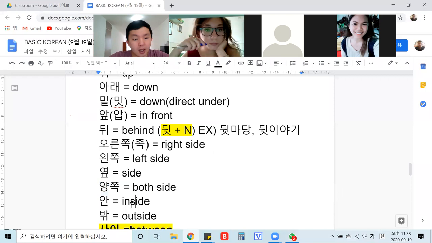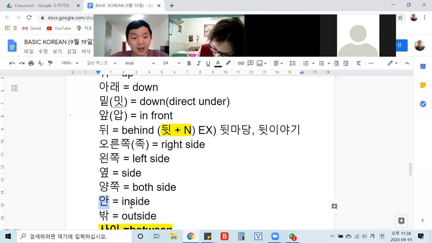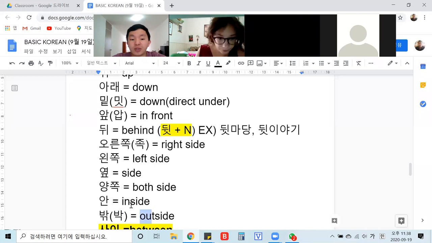안. 안 meaning is inside, pretty easy to say. Okay. What about this one? Say with me. It's exactly the same pronunciation as this syllable. So try to say. Exactly. 밖 meaning is outside.